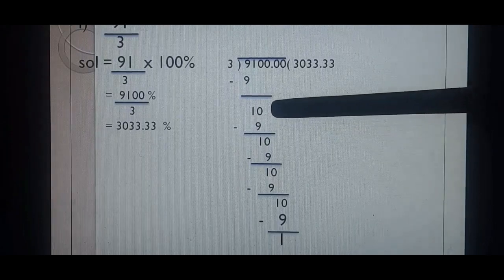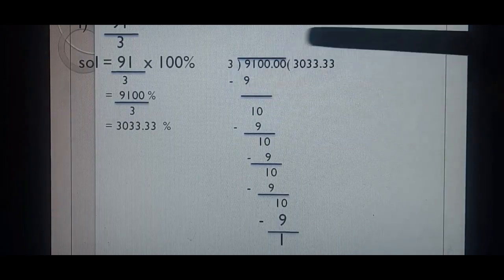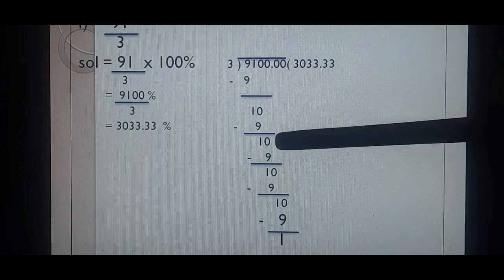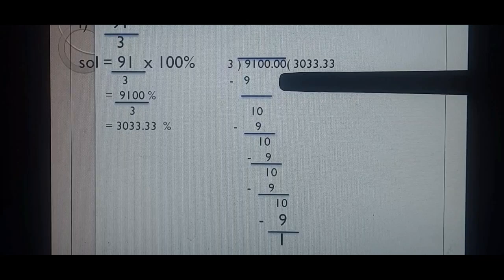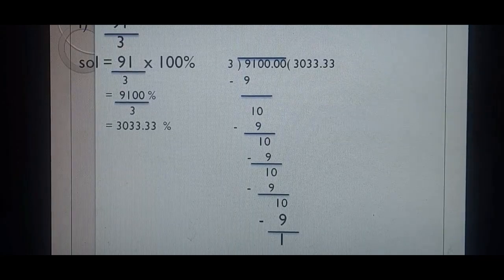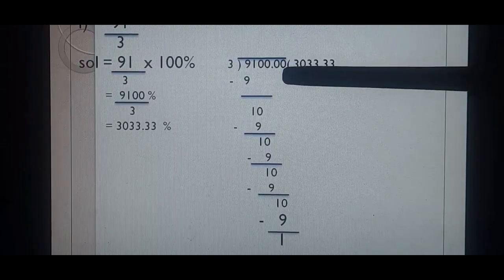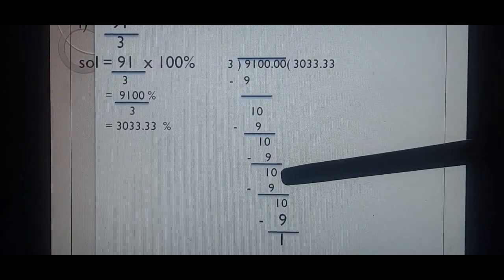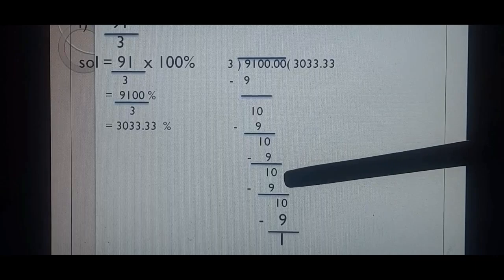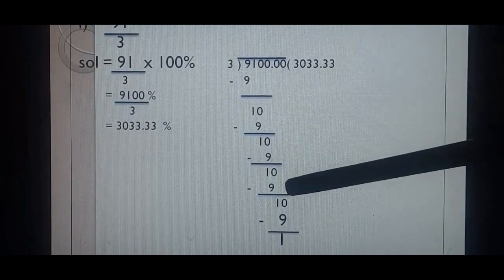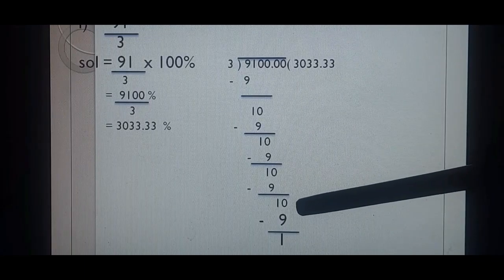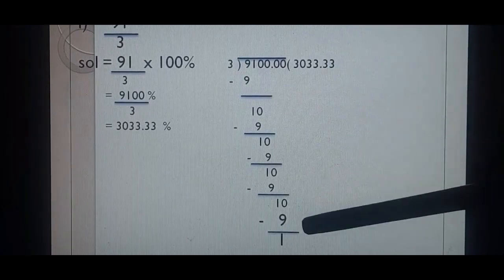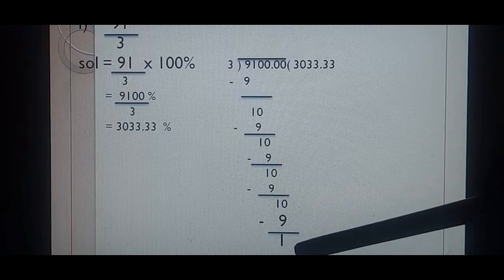Now it is 10. 3 3s are 9. 10 minus 9, 1. Now we will put a decimal because a remainder is left and we don't want a remainder. So we will put a decimal and take 0. Now this 0 will be taken here. The number has become 10. 3 3s are 9. 10 minus 9, 1. One more 0 we will take. It will become again 10. 3 3s are 9. 10 minus 9, 1.